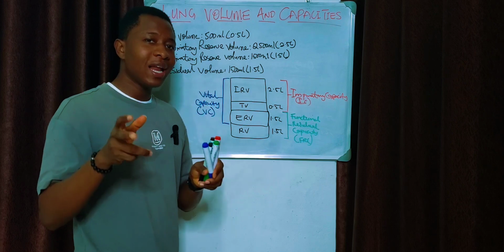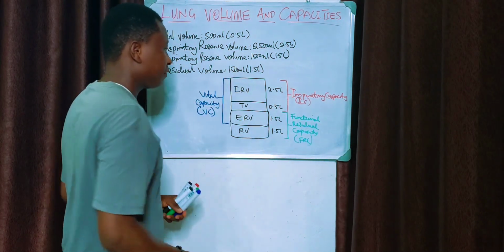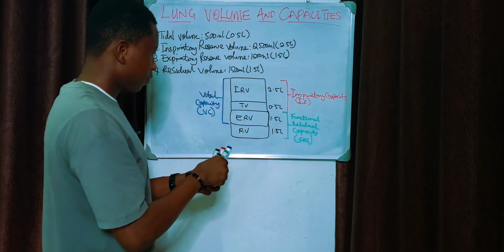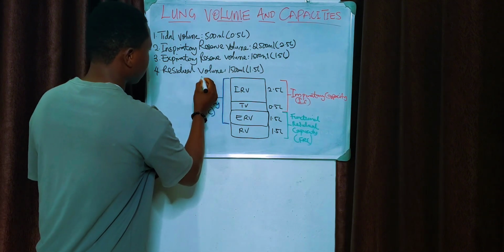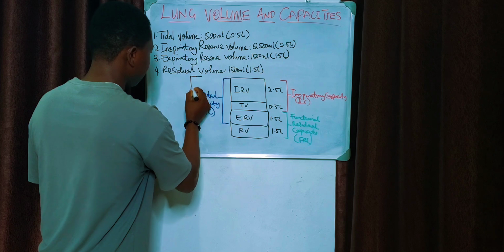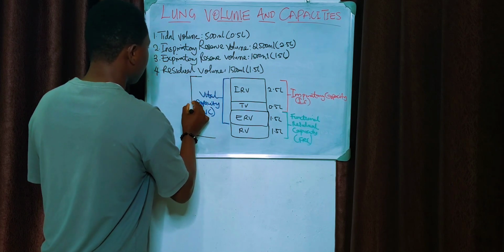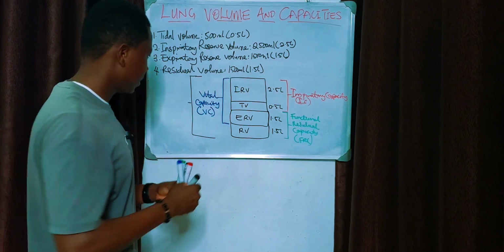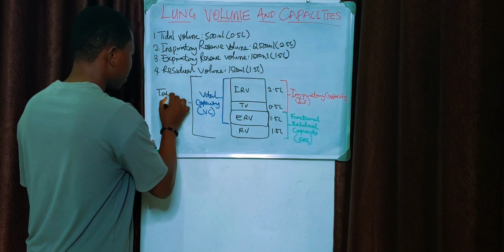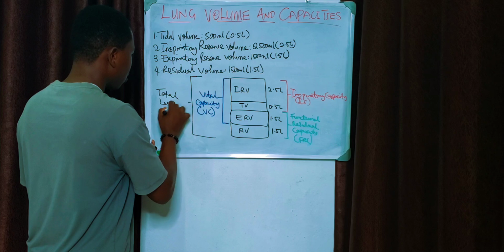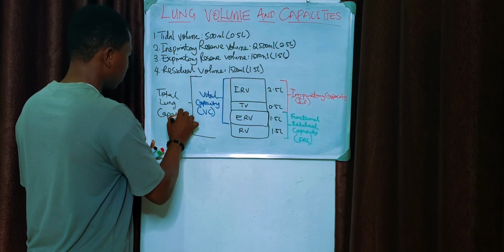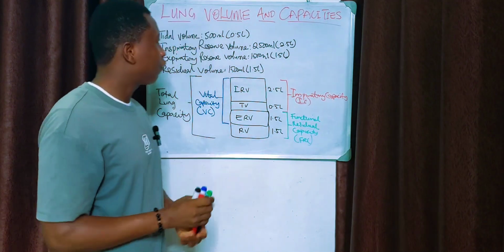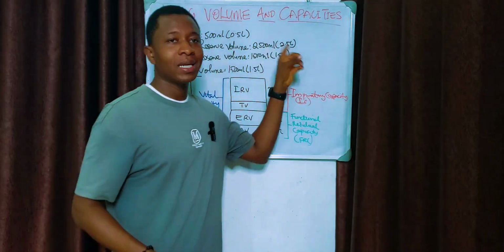Then, when you total everything, the inspiratory reserve volume, the tidal volume, the expiratory reserve volume, and the residual volume, a total of everything here is what we call the total lung capacity. All right. So this is just an overview of lung volume and capacities.